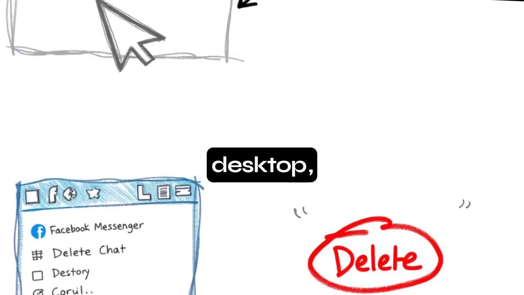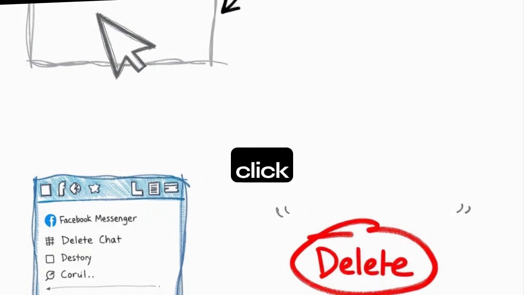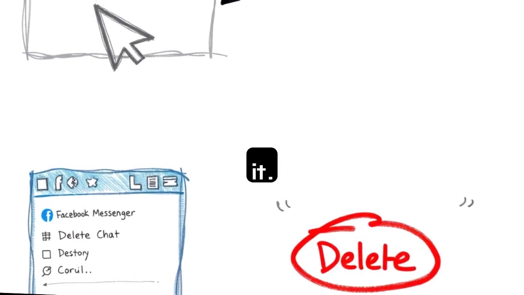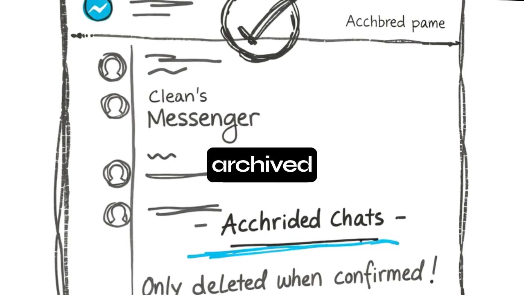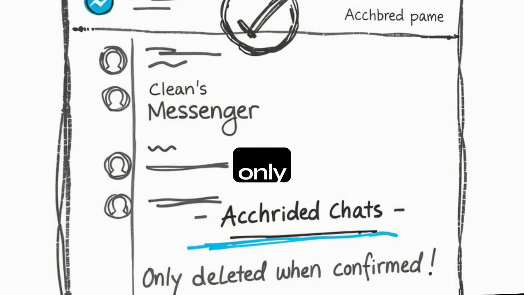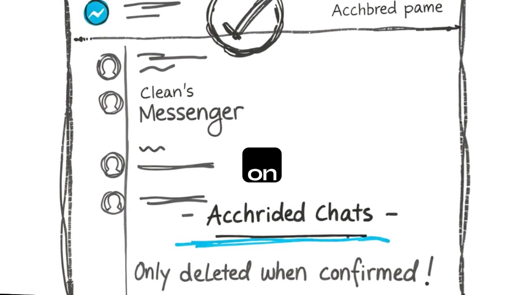To delete on desktop, hover over a conversation, click the three dots, choose Delete Chat, then confirm to permanently erase it. Clean out any old archived threads you don't need, and you're done. Your archived messages are only gone for good when you confirm deletion on each chat.